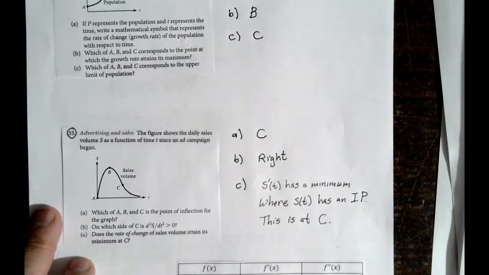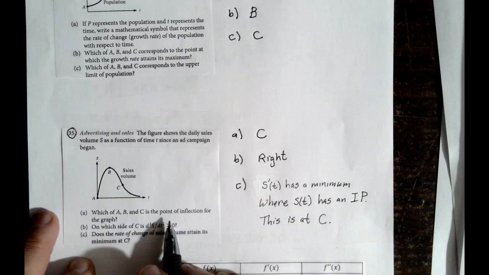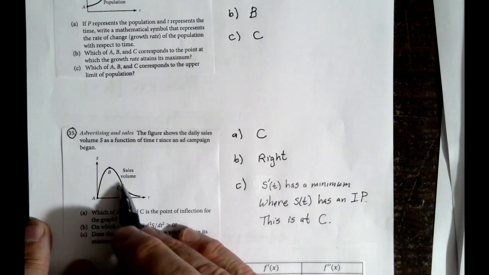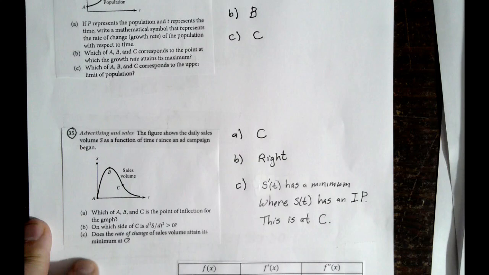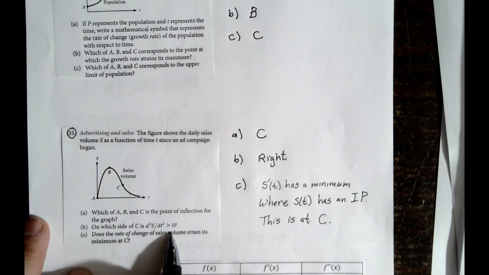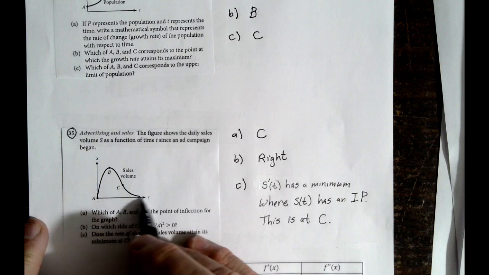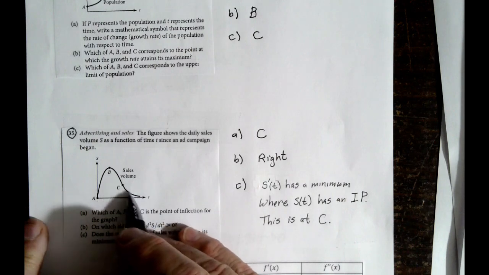35 is basically the same idea. They ask you which of these is a point of inflection for the graph. Well, it's C, because you've got concave down and then concave up, so that's it. B says on which side of C is the second derivative positive, meaning concave up? Well, it's concave up here, so to the right of C.